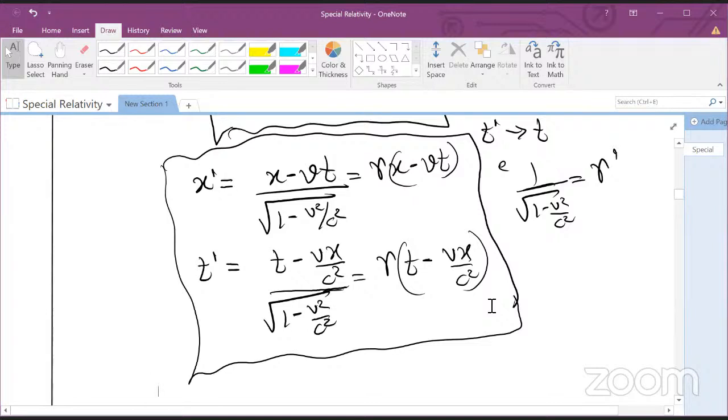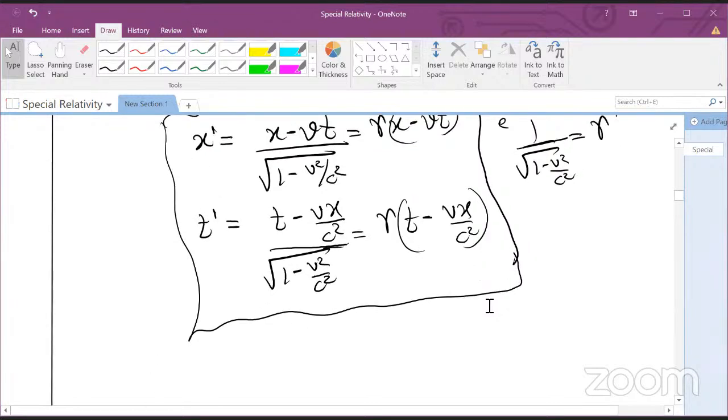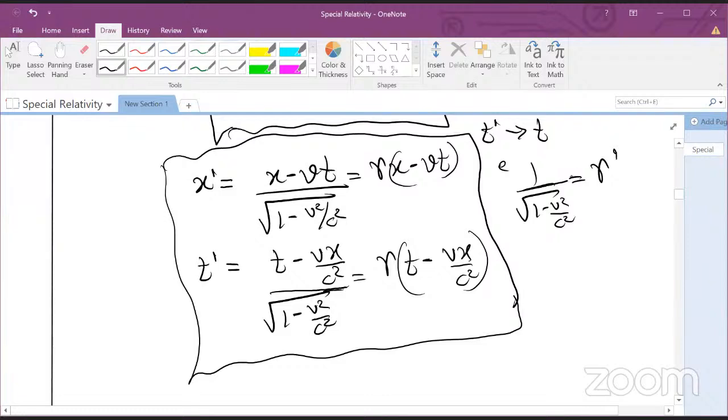It's a very important transformation and a formula that we need to remember. So just remember gamma. What is gamma? 1 by square root of 1 minus v square by c square, where v is the velocity of the frame. C is the speed of light. It's a constant. So gamma is a constant for an observation. And the primed coordinates x dash and t dash, and the unprimed coordinates x and t are related by this equation called Lorentz transformation.